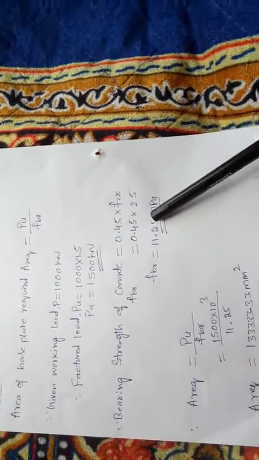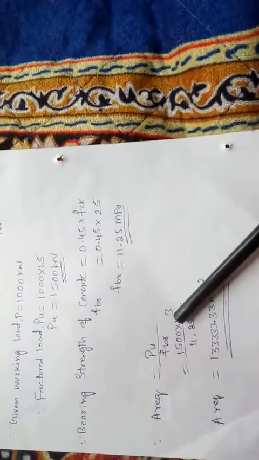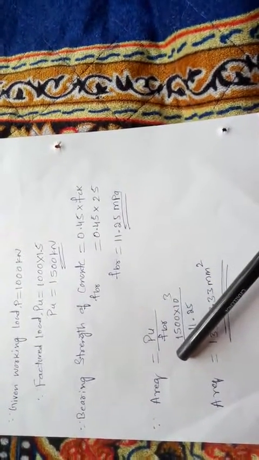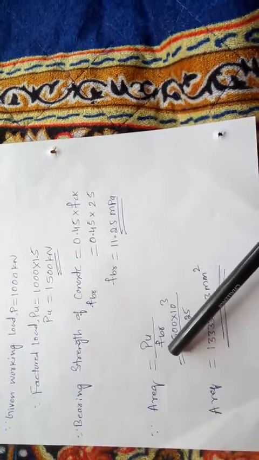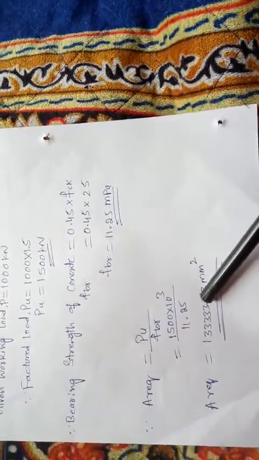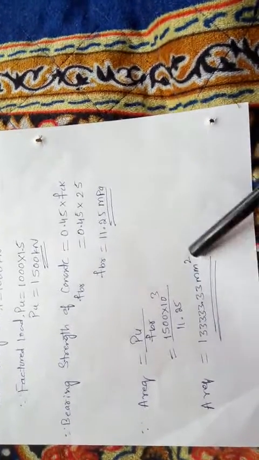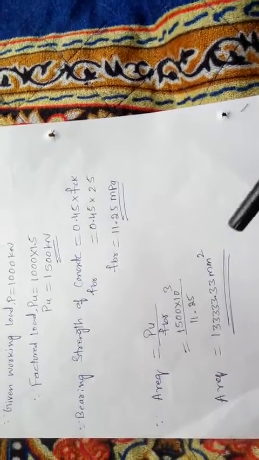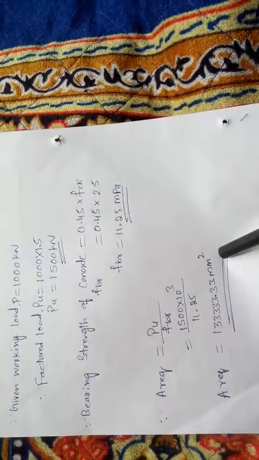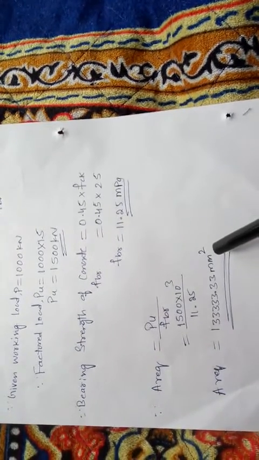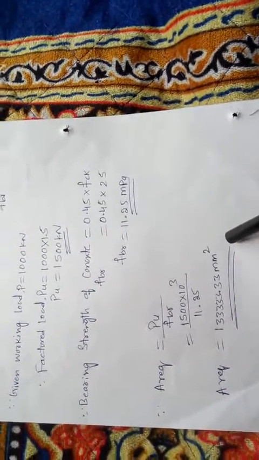Okay. So after that you can substitute those values in this formula. Approximate area required is Pu divided by fbr. After calculation you will get the approximate area required for the base plate. After calculating the approximate area, the next step is to calculate the dimensions of the base plate or slab base.